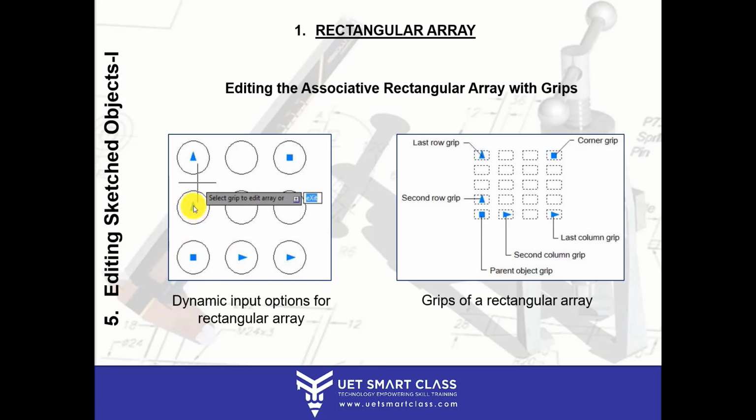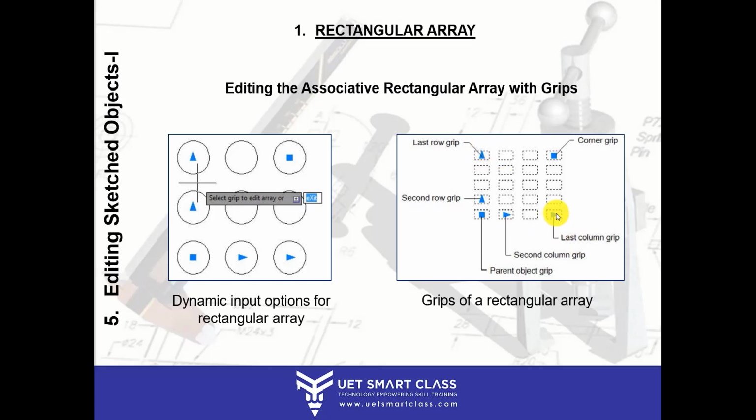From this point, you can create a gap between the columns. From this point, you can increase the rows. From this grip point on the second row, you can decrease or increase the space between the rows. See, this is the second row grip point. From the last row grip point, you can increase the number of rows. Like I said, Y is about rows, so you can increase the number of rows.